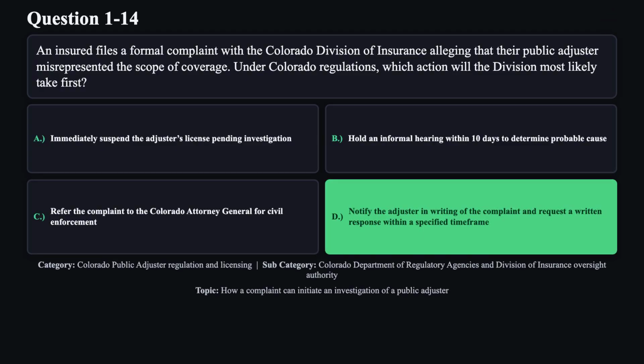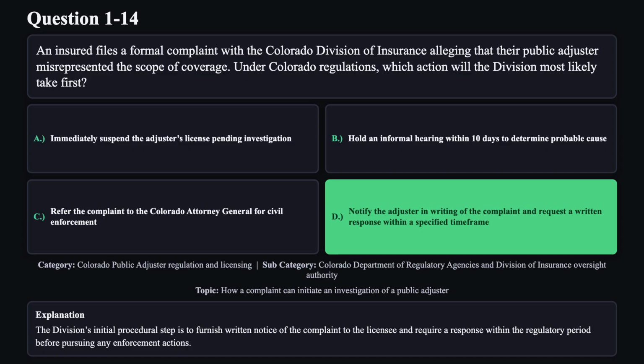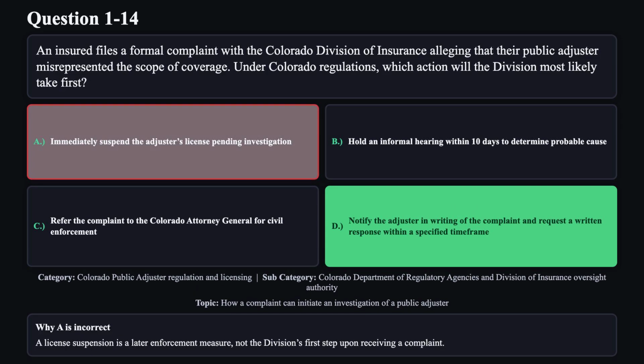The correct answer is D. The division's initial procedural step is to furnish written notice of the complaint to the licensee and require a response within the regulatory period before pursuing any enforcement actions. Reason A is not correct. A license suspension is a later enforcement measure, not the division's first step upon receiving a complaint.